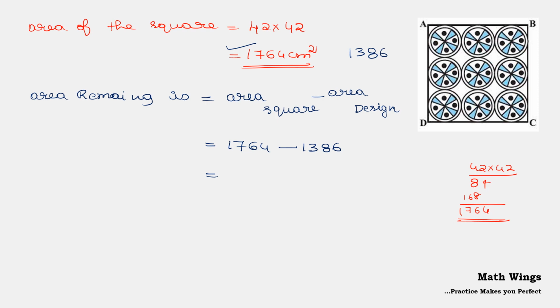The answer is 378. And what is the unit? Unit is centimeter square. Therefore, if you read the question, we had been asked to find the area of the remaining handkerchief, that is equal to 378. Hope all of you understood this question. Let us move on to the next question.